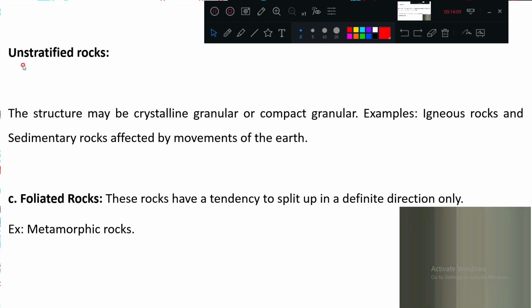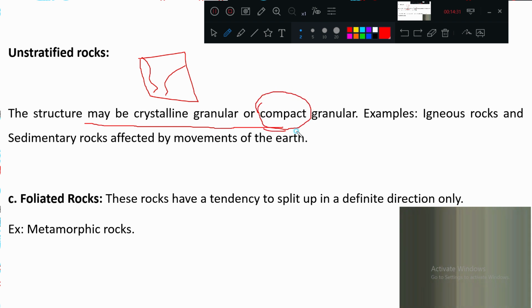Next type is unstratified rocks. Means what? These stones will not have any particular plane. They may break here, they may break like this. Anything is possible. The structure may be crystalline, granular, or very compact. No weak planes or weak zones are present here. So almost all igneous rocks and some of the sedimentary rocks are examples of these unstratified rocks.